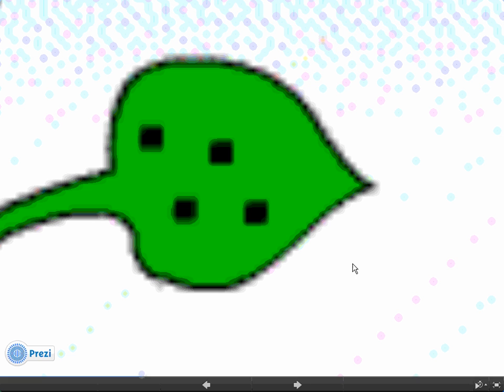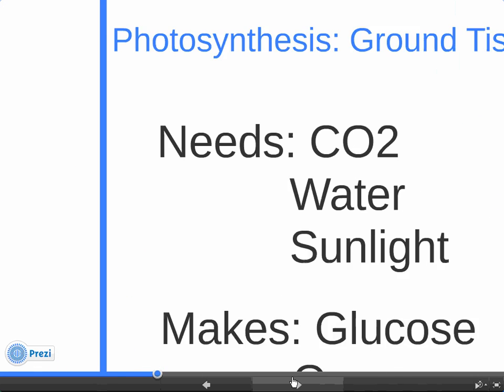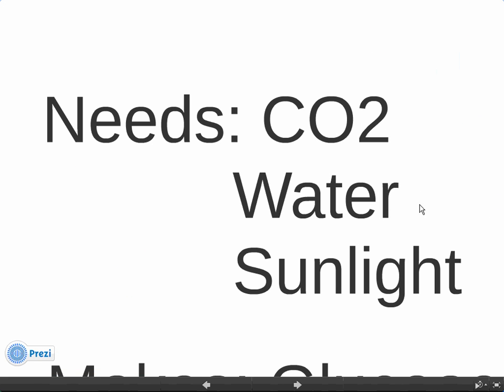Photosynthesis happens mostly in the leaves. So this is the main place where you find ground tissue, although you really find it pretty much all over the plant, any place that's green. So we're going to focus on the needs of the plant to do photosynthesis, and we're going to start with water.